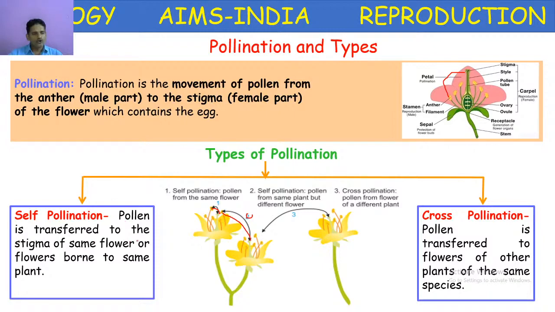So let us see the definition. Pollen transferred to the stigma of the same flower or flowers borne on the same plant is called self-pollination. Cross-pollination: pollen is transferred to flowers of other plants of the same species. If pollen transfer takes place from the flower of one plant to another plant of the same species, it is called cross-pollination. Most plants prefer cross-pollination. Why? Because cross-pollination has the chances of genetic recombination, and new characters may be produced in the offspring.